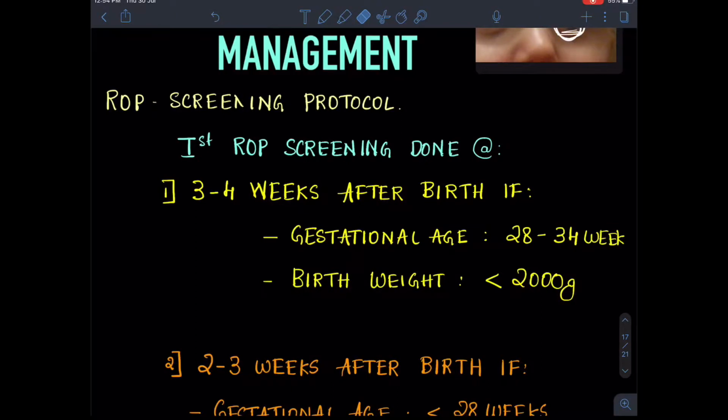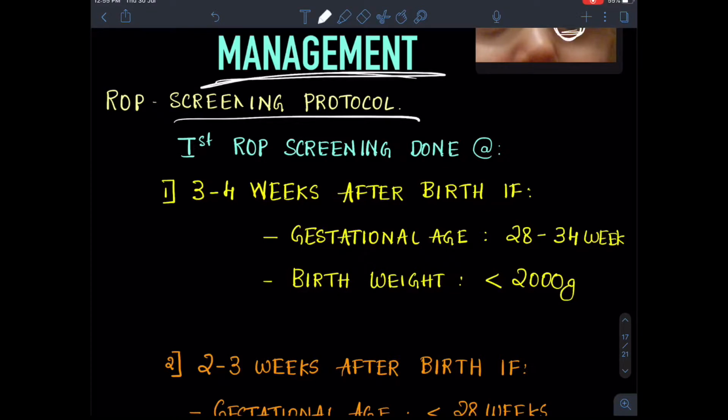Now coming to the management of ROP. Under management of ROP, we will see the screening protocol and the treatment protocol. Okay. So first under screening, when should the infant be screened for ROP? When the premature infant is born, he doesn't show any clinical features of ROP, as it is a progressive disease. When the infant starts growing, then he shows the clinical features of ROP. So screening has to be done.